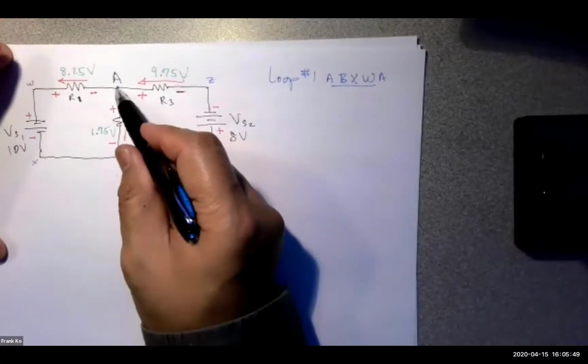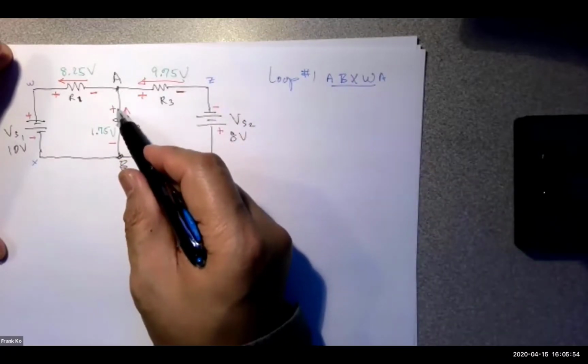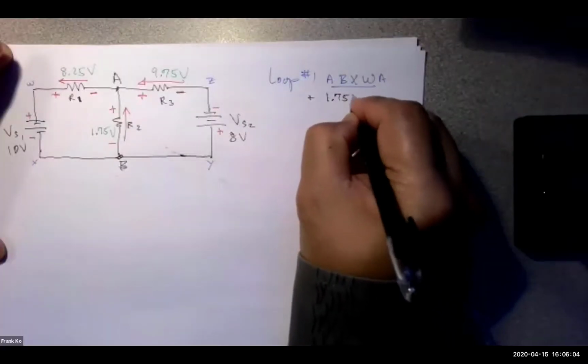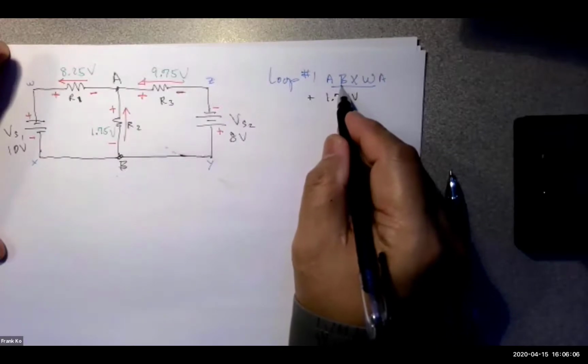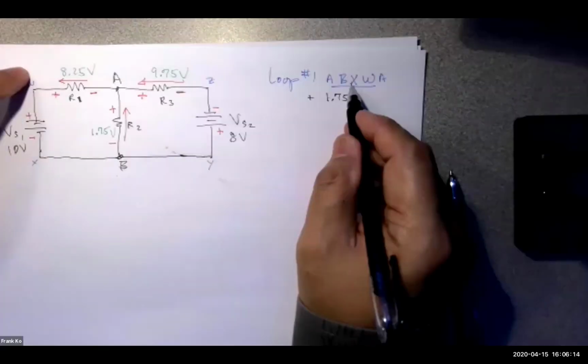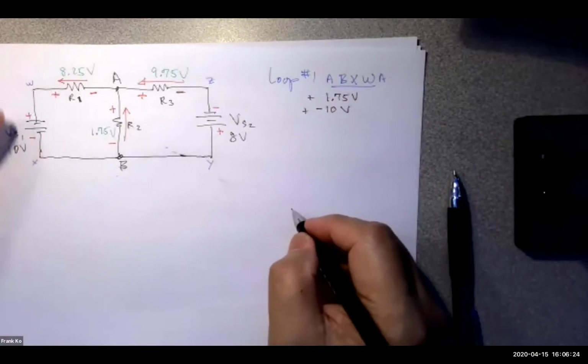So if I start at A, and my next point is to go to B, what polarity do I encounter first? Positive. How much positive do I have? 1.75 volts. Now I'm at point B. At point B, I have to go to X. So point B to X. Do I have any numbers to add there? Nothing. How about from X going up to W? What's the first thing we encounter? Negative 10 volts. So I have to add a negative 10 volts to all of this. And now I'm at point W.